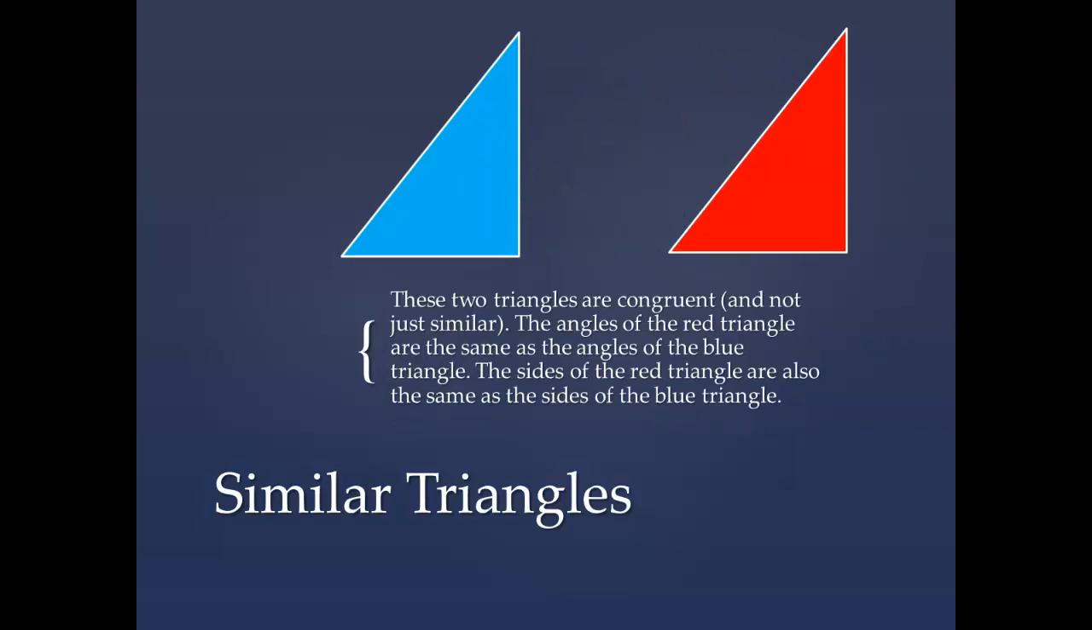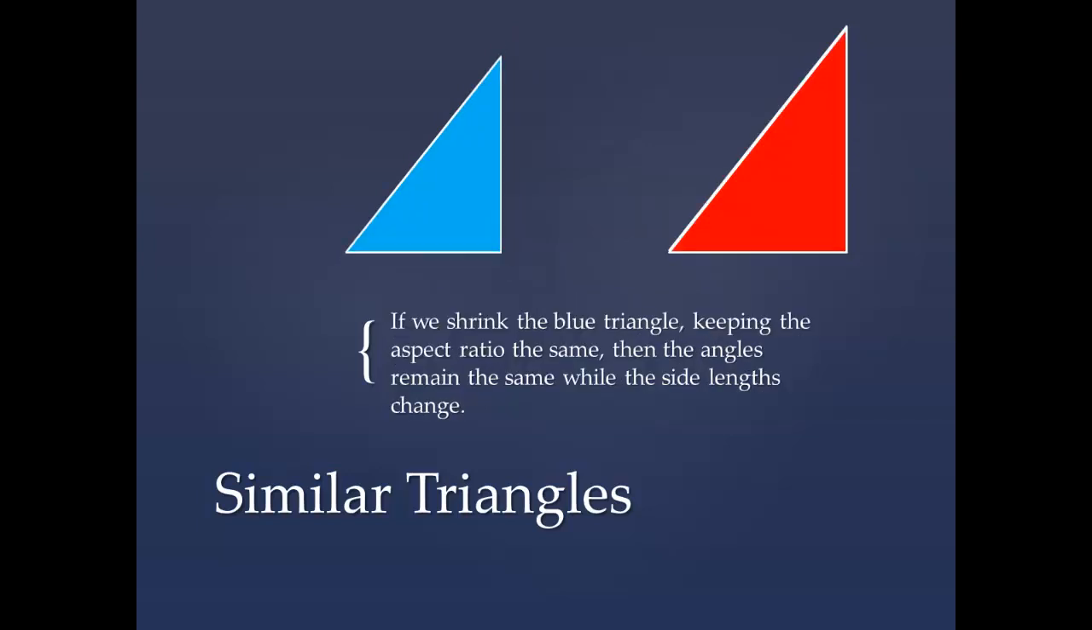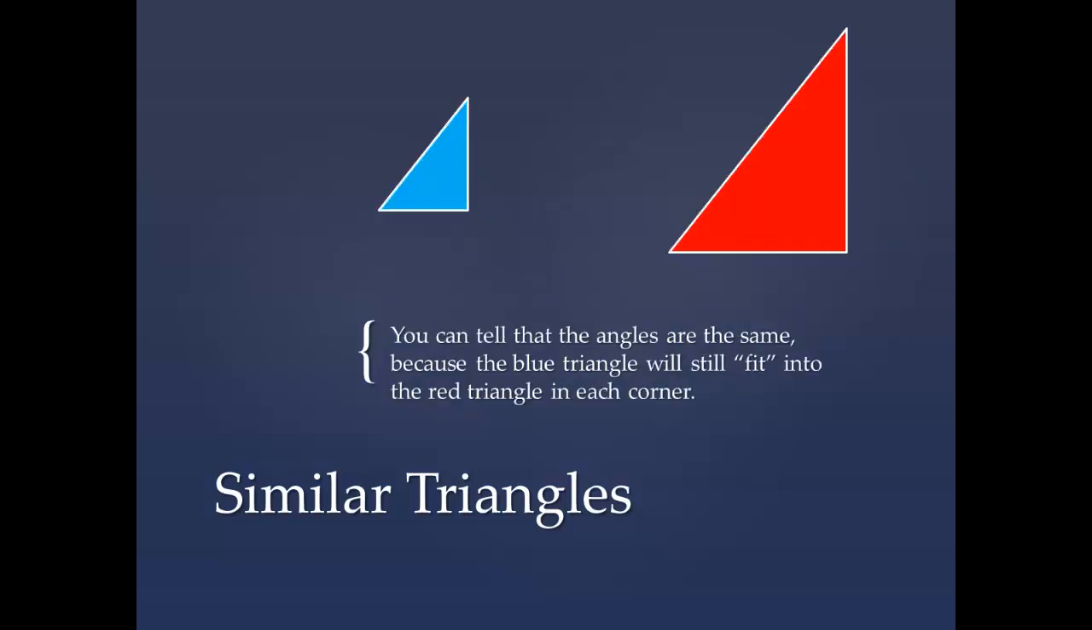The angles of the red triangle are the same as the angles of the blue triangle. The sides of the red triangle are also the same as the sides of the blue triangle. If we shrink the blue triangle, keeping the aspect ratio the same, then the angles remain the same while the side lengths change. You can tell that the angles are the same because the blue triangle will still fit into the red triangle in each corner.